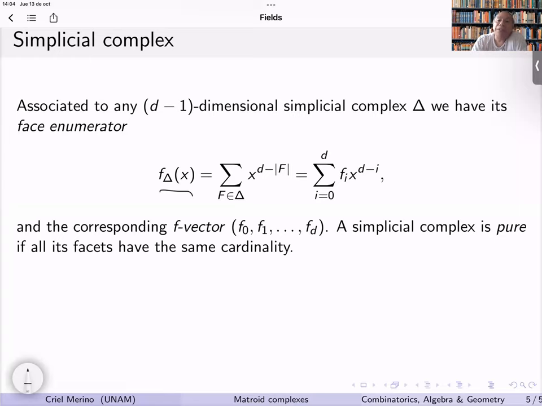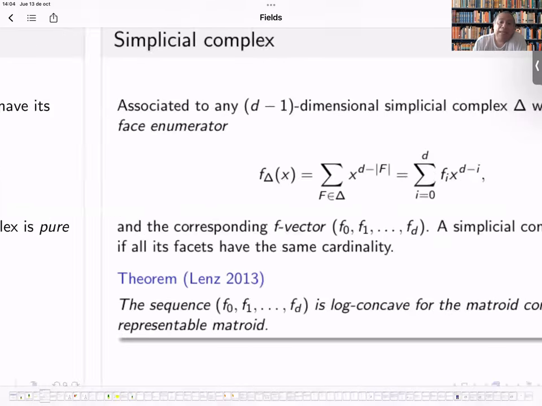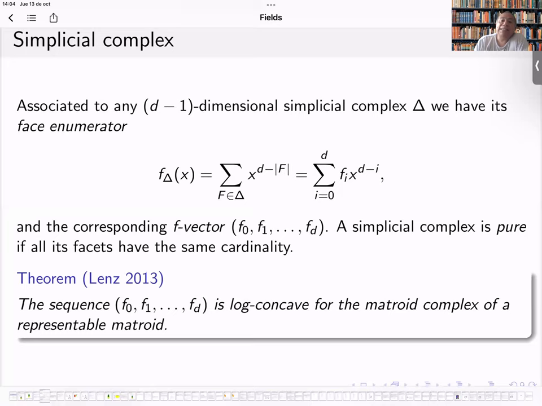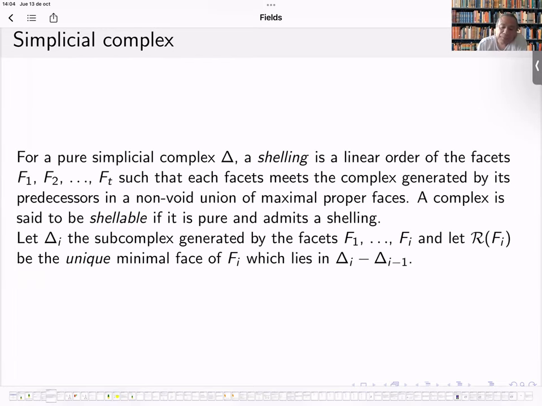That's one of the structures we want. But we are mainly concerned about simplicial complexes where all the facets have the same cardinality. These are called pure simplicial complexes, and we are mainly concerned about those. Relevant to this is a result of Lenz in 2013 that says that this sequence, the f-vector, is actually log-concave for matroid complexes of a representable matroid.